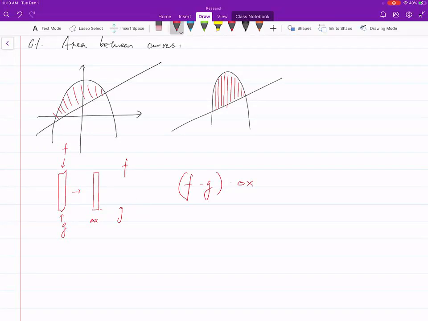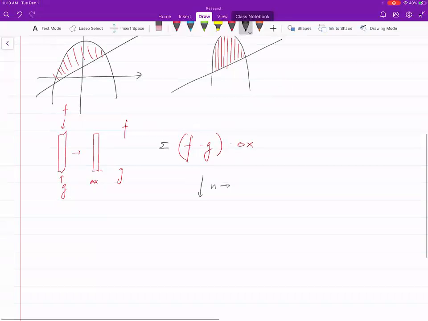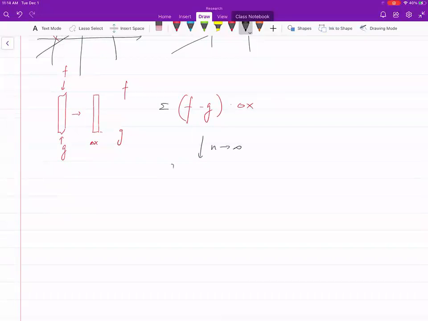Okay, and what you should do is you should use the higher function minus the lower function to get how long that thing is. That will be the height of the rectangle. This will be the width. This will be the sum. And then finally, you let n go to infinity. Can you see this one becomes, sum becomes this. Delta x becomes dx. And the one in the middle becomes f(x) minus g(x). Sounds good? Let me write it down.